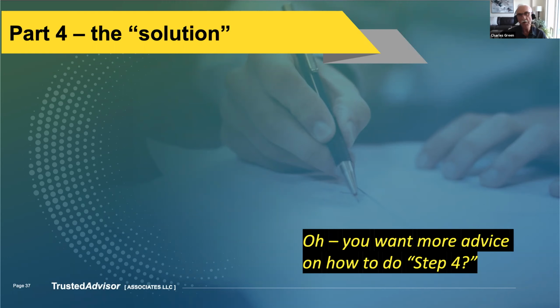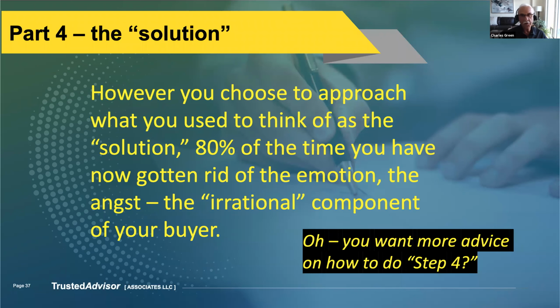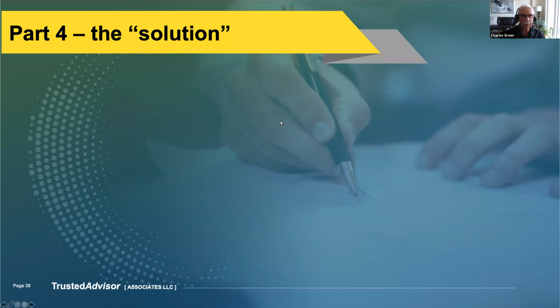I'll give you some general advice on how to do it, but I want to underscore that most of the work is done in steps 1, 2, and 3, and our biggest concern is rushing through to get to 4. If you rush through to get to 4, you lower the odds considerably. So however you choose to approach what you used to think of as the solution, 80% of the time you've now gotten rid of the emotion and the angst and the irrational component of your buyer.